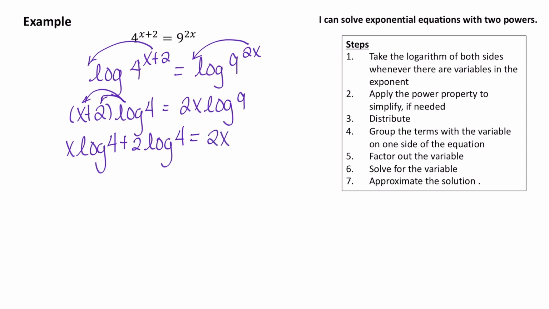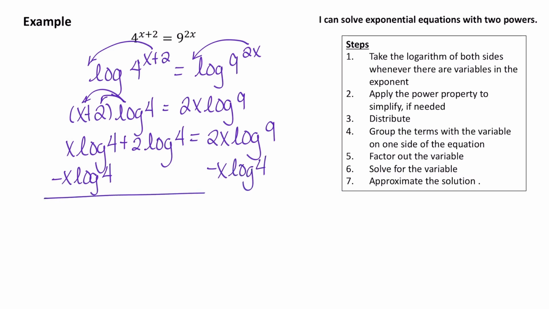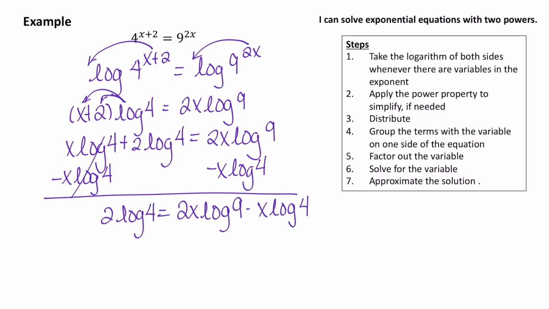plus 2 log 4 equals 2x log 9. Okay, so now I want to get all my terms with an x on the same side, so I'm going to go ahead and subtract x log 4 from both sides. So when I do that, on the left side, all I'm left with is 2 log 4. So I have 2 log 4 equals 2x log 9 minus x log 4. And now that I have two terms with an x in them, I'm going to factor that x out. So I have 2 log 4 equals x times 2 log 9 minus log 4.